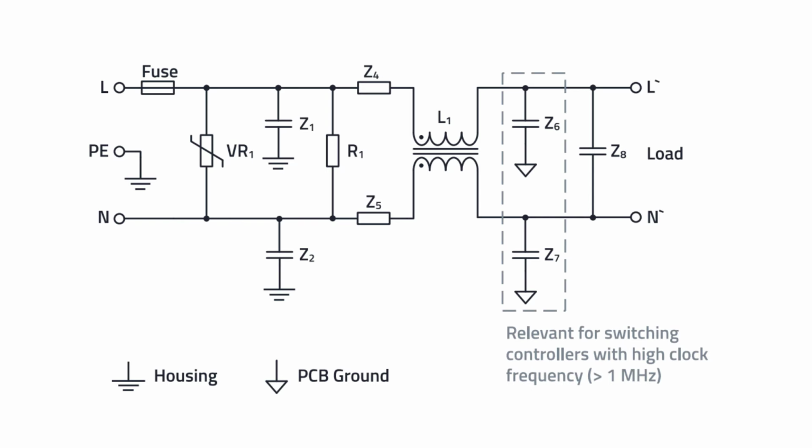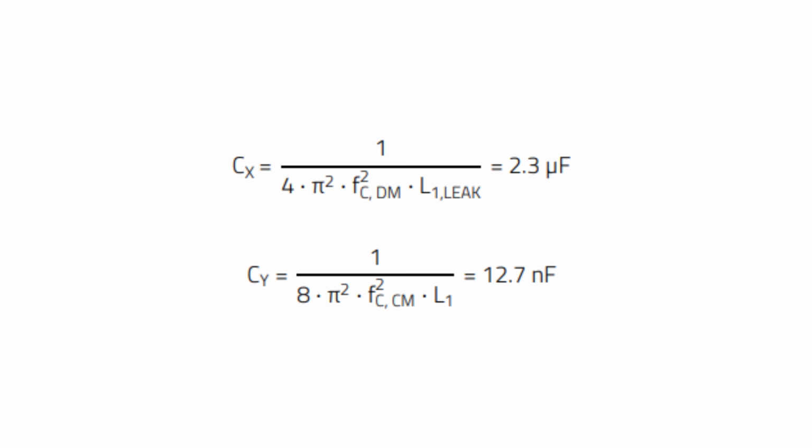In the next step, the Y capacitors Z1 and Z2 and the X capacitor Z8 are selected. Based on our experience, the required minimum attenuation at 150 kilohertz is 20 decibels in differential mode and 40 decibels in common mode. Common values for the filter corner frequencies are 15 kilohertz in differential mode and 10 kilohertz in common mode. The corner frequency represents the frequency at which the attenuation of a filter is 3 decibels. Given the required corner frequencies and required attenuation, we can easily calculate our capacitances.